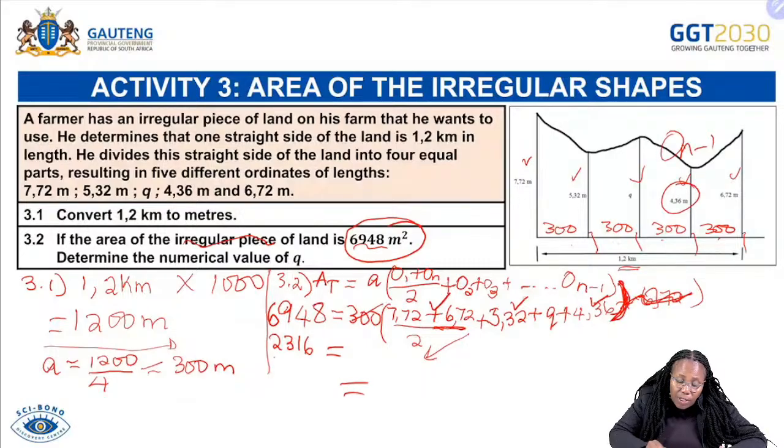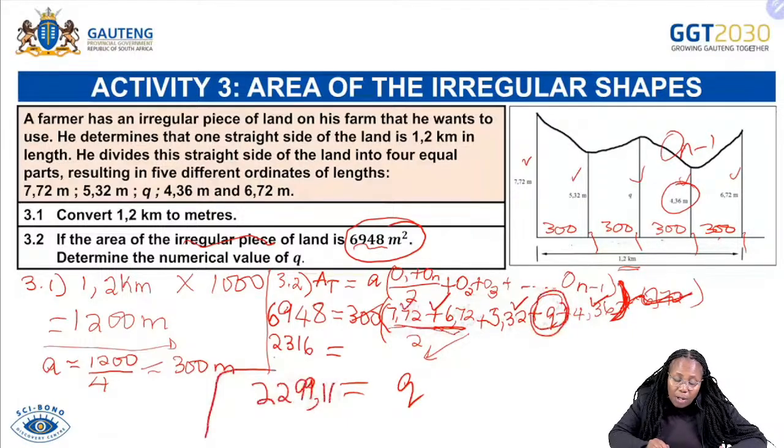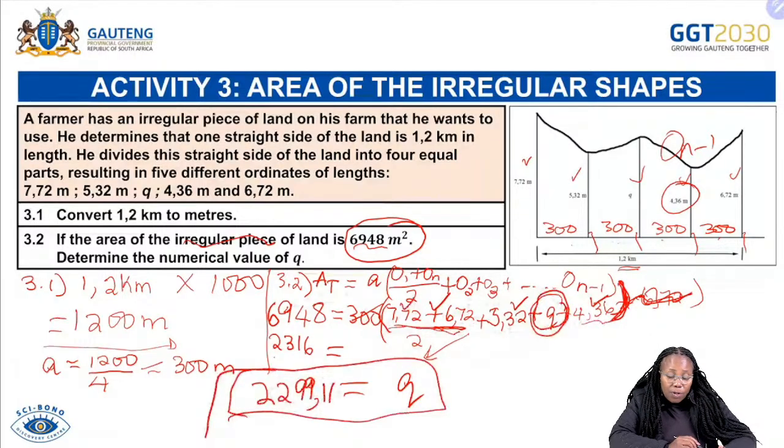Again, I'm not repeating, you take this bracket as it is down there, and then you transpose the sum to the left. Our Q will be 22.99.11. Okay, because we are looking for that Q value there. Then you'll be adding 7.72 plus 6.72 over 2 plus 5.32 plus 4.36. And then you get your sum that will be something like 19 something. And then now you transpose to the left, and then it will give you 22.99.11 there. So that is the total value of Q there.